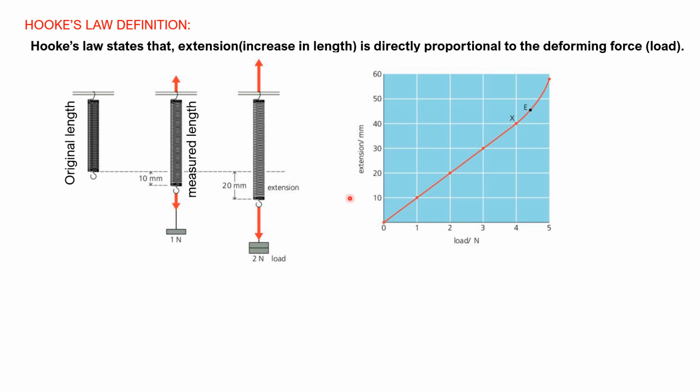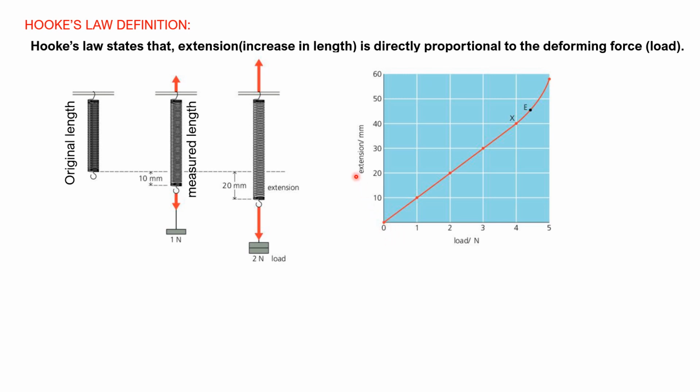So here is the extension load graph. When we deal with past paper questions, you have to double check which graph is given. Sometimes they may give a load and length graph, rarely, but mostly they give an extension load graph. How do we know it is an extension load graph? Here, without any load, there is no extension. So it starts with 0, 0: 0 load, 0 extension.